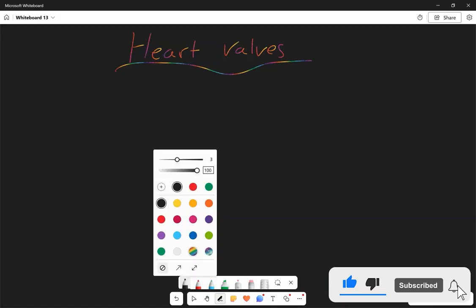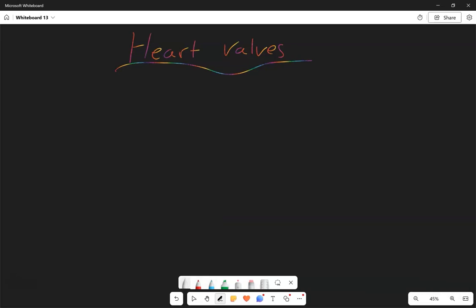Recall that inside of the heart, there are valves that create unidirectional flow. There are four valves that we talk about. There are two atrioventricular valves, so those separate the atria from the ventricles. And then there are two what we refer to as semi-lunar valves, and these separate the ventricles from the major vessels that exit the ventricles.